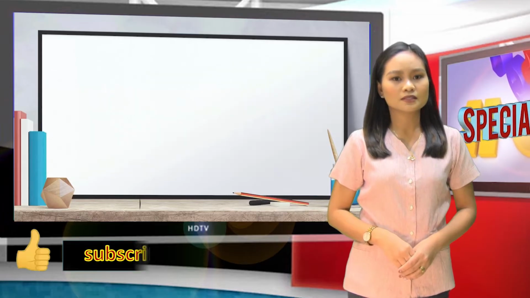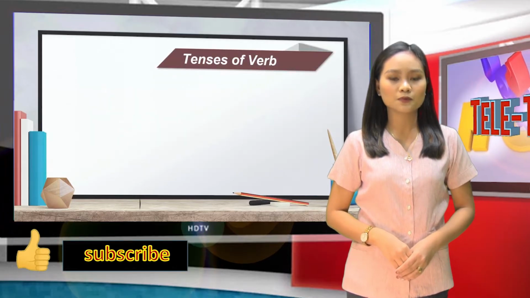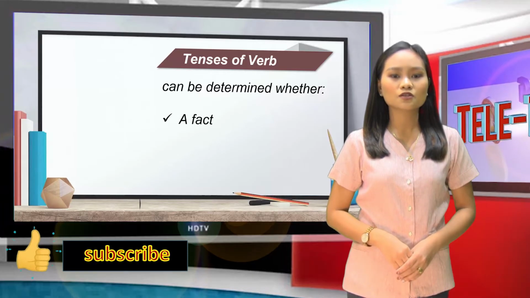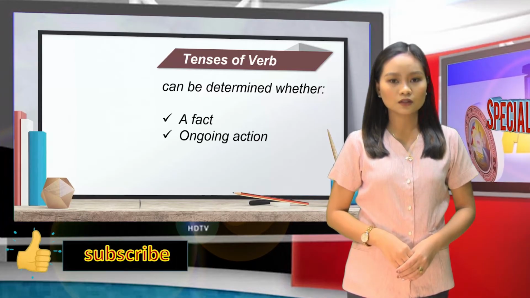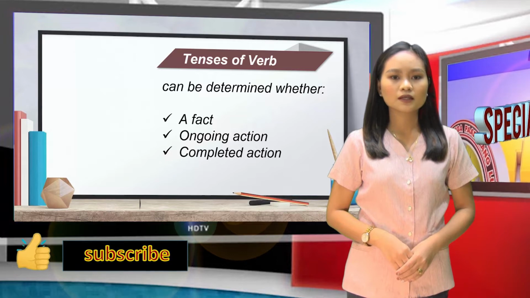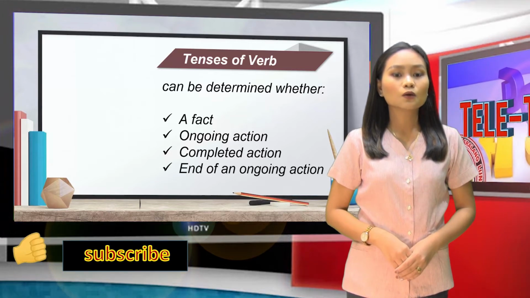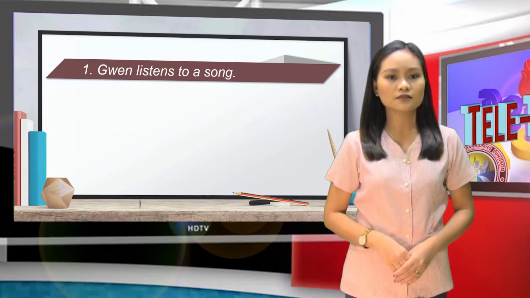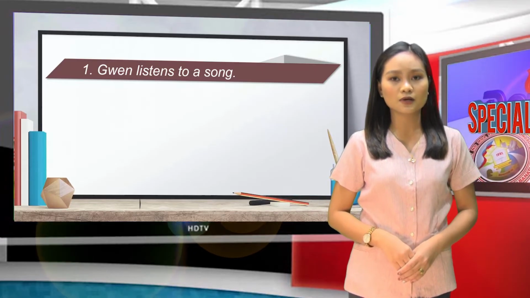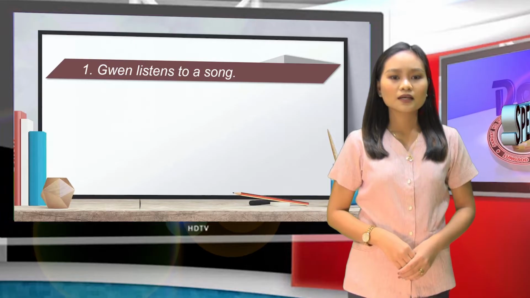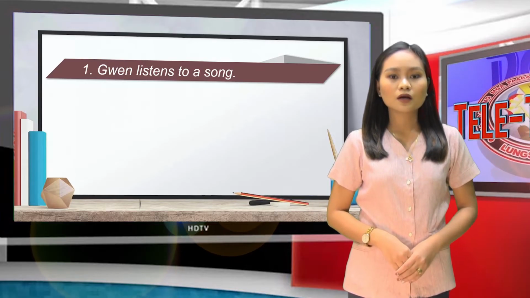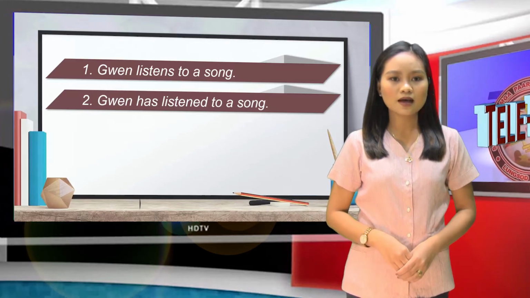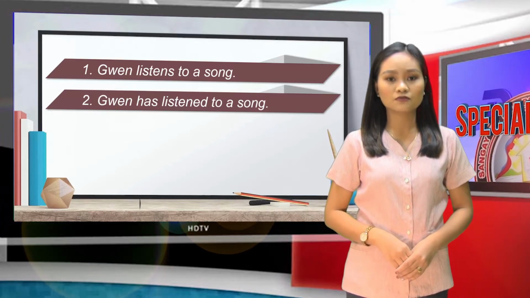Tense of verb is determined by whether the verb expresses a fact, an ongoing action, a completed action, or the end of an ongoing action. Sentence number 1, Gwen listens to a song, is an example of simple tense of verb because it expresses a fact. Sentence number 2, Gwen has listened to a song, expresses a completed action and it falls under the perfect tense of verb.